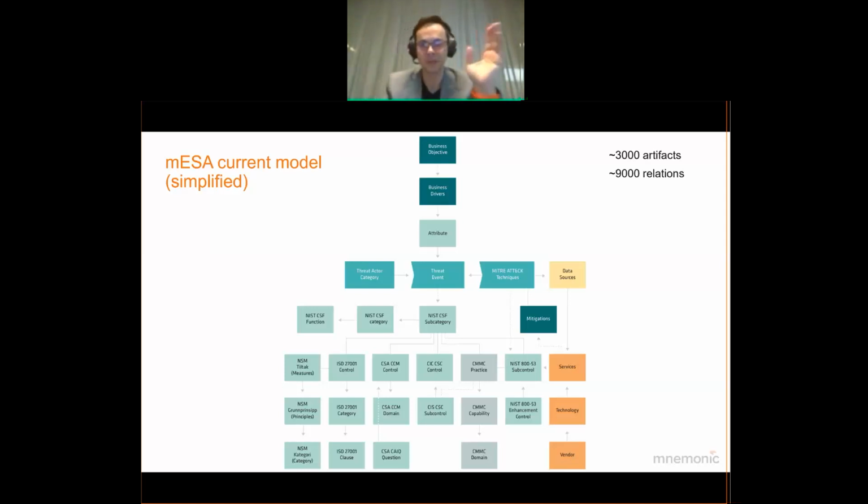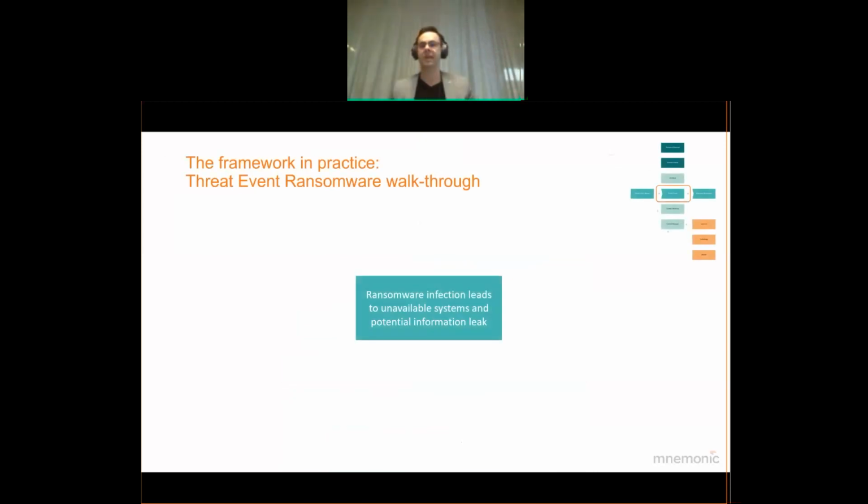To make it easier for you to understand what this actually means, let me guide you through an example. Let's start in the middle of the model and choose one threat event, one that everyone is talking about all the time and is worried about: ransomware. We have a ransomware infection that could lead to unavailable systems and potential information leakage. Many ransomware families try to leak information in between all the chaos they create by encrypting data.